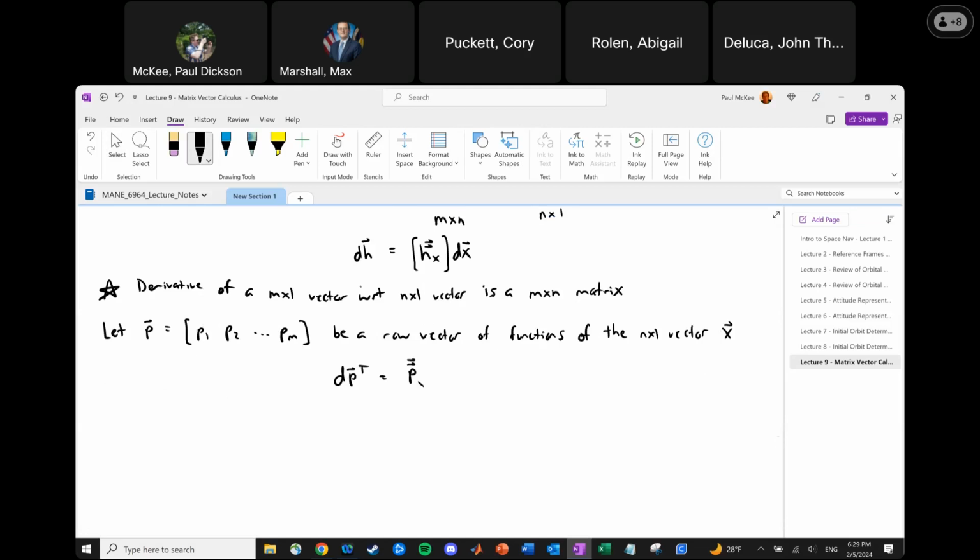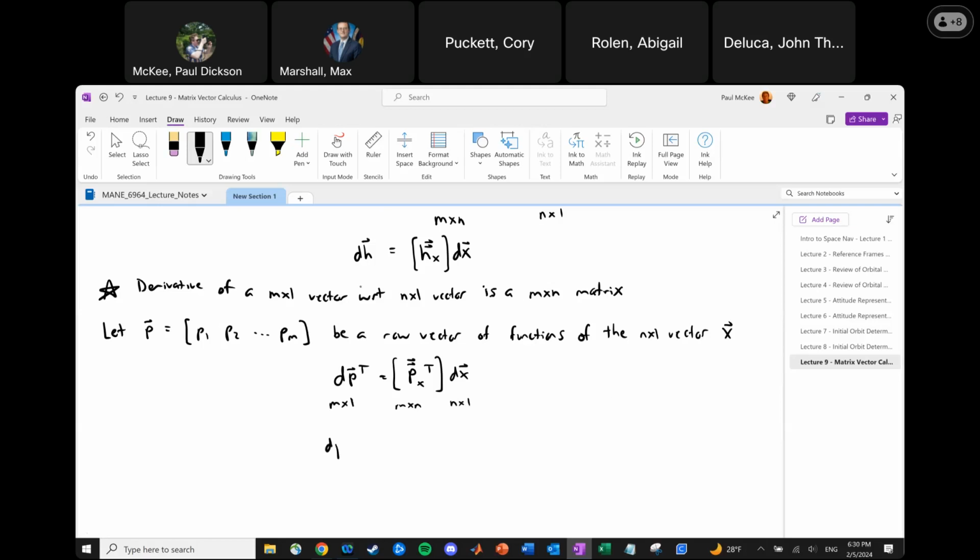P with respect to X transpose dx, where this is an m by 1, this is an m by n, and this is an n by 1, right? So we're just piggybacking off the work we already did. We're just saying, look, if it's a row vector, we're just going to transpose the thing.